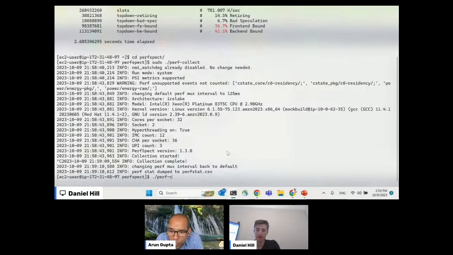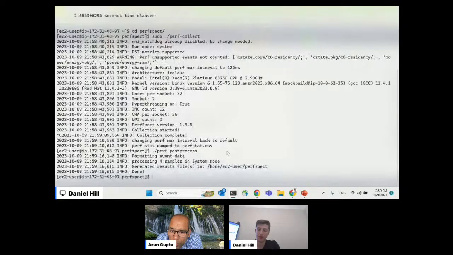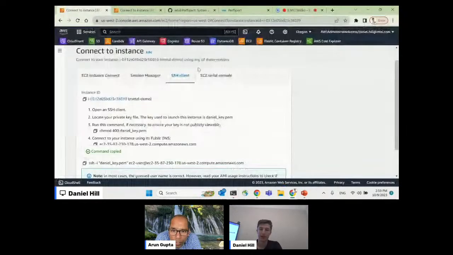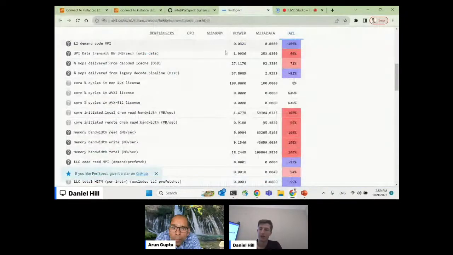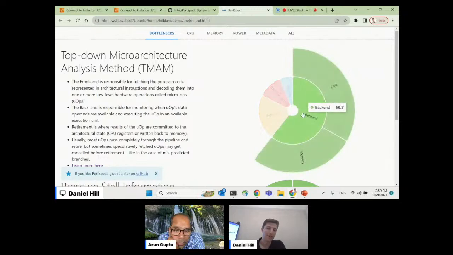So we did a perf collection. I'll just post-process this real quick, and it'll generate these CSVs and this nice HTML that you can look at. I'll just pull that up over here. I already did a run of this. And so this is a nice graphical view of what that top-down architectural analysis would look like, maybe a pie chart of where you're spending time in your CPU. This is clearly back-end bound with a split between core and memory.